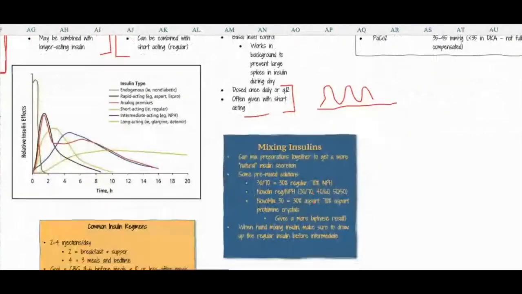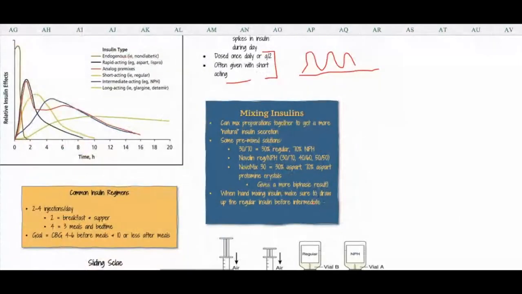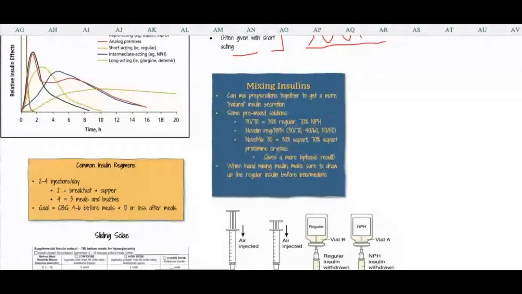All you need to worry about when you're talking about mixing insulins is that we only mix regular and intermediate, and sometimes they come pre-mixed. For example, you can get this Novamix that's 30/70. It's 30% regular insulin, 70% NPH. So this is regular and this is intermediate, right? And they all are like that.